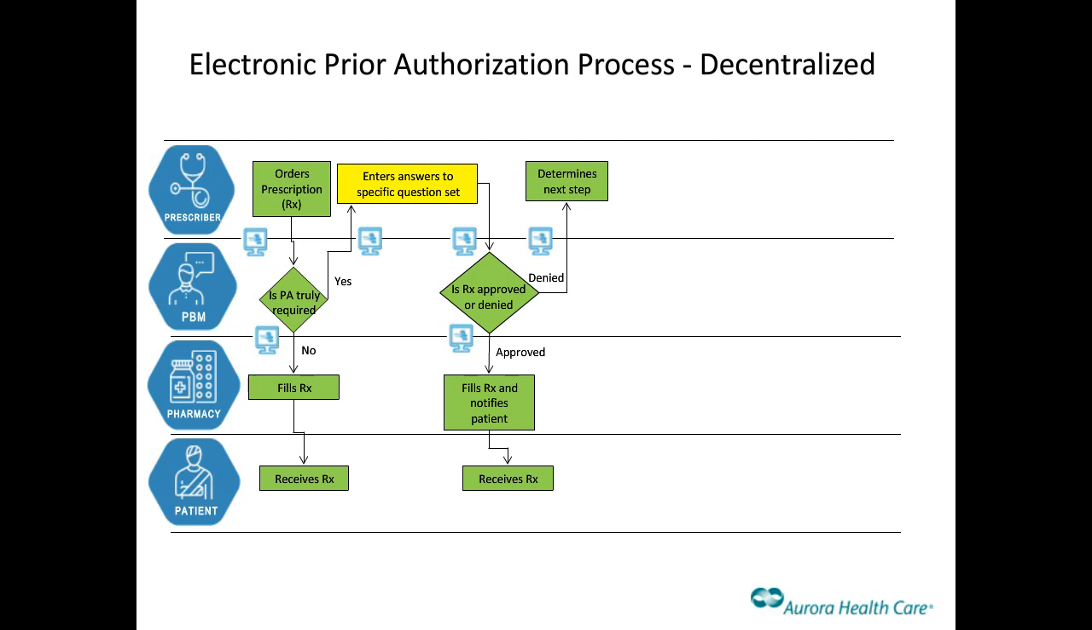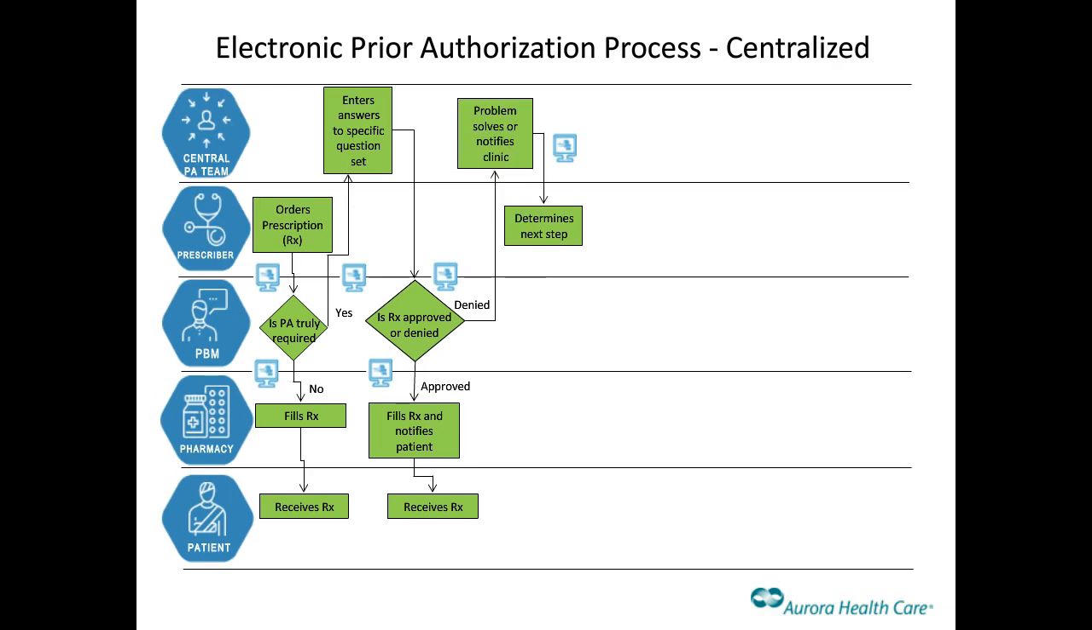I'm going to switch to the next slide for continuation here. And I'm going to reference now, we've actually moved that yellow box up and added another lane. And this lane is the central prior authorization team.